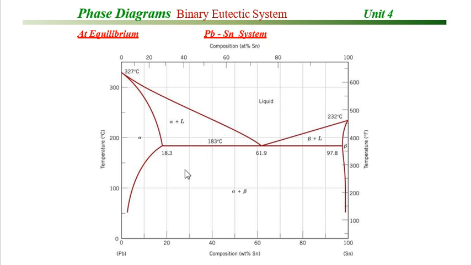Let us make it easy. If you have an alloy system of 100 grams which contains some quantity of lead and some quantity of tin, then this 18.3 indicates that out of 100 grams at 183 degrees Celsius, a maximum of only 18.3 grams of tin can be dissolved. And if you further increase the temperature, solubility again decreases.